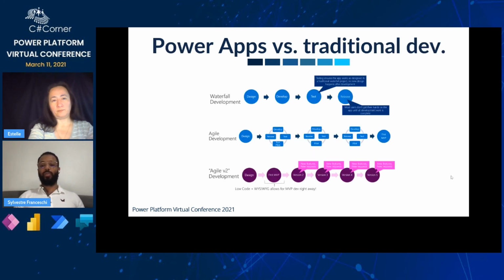So, Power Apps versus traditional development: we have the same process, but the process is faster. If you want to make an application, you have to design, develop, test, and release. In agile development, you do the first step at each iteration to have a final release. And in agile V2 development, you make a release at each iteration, and you have a good version.